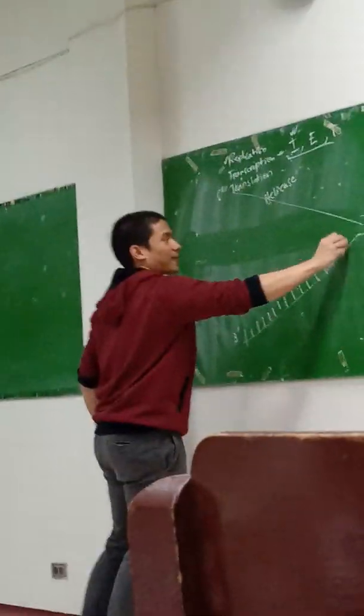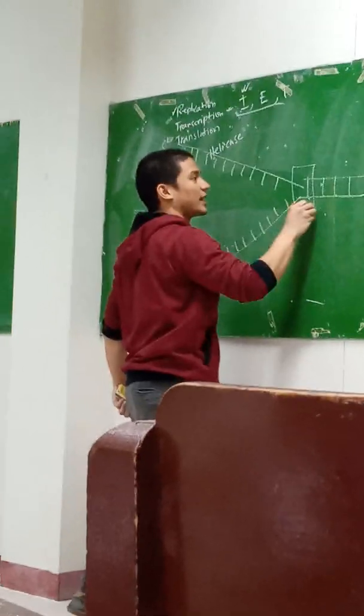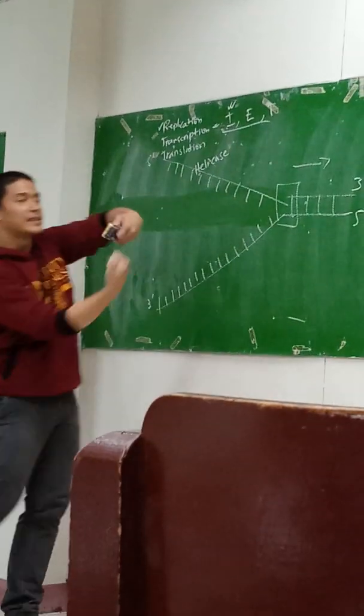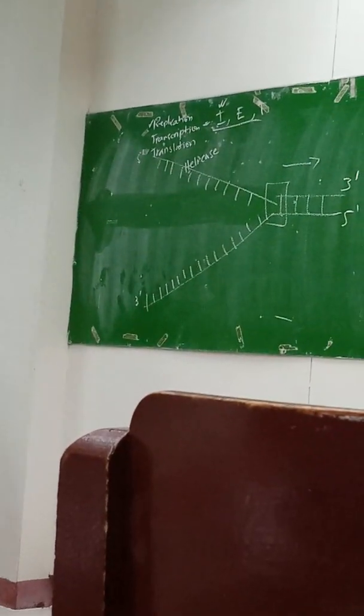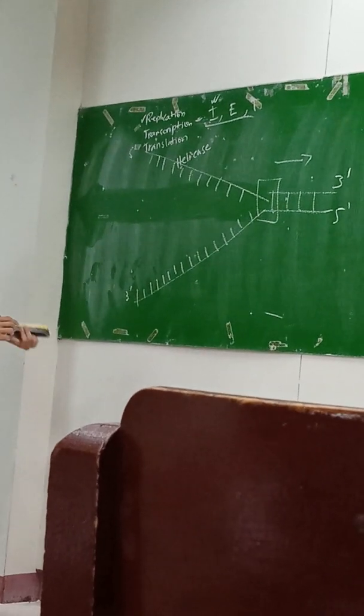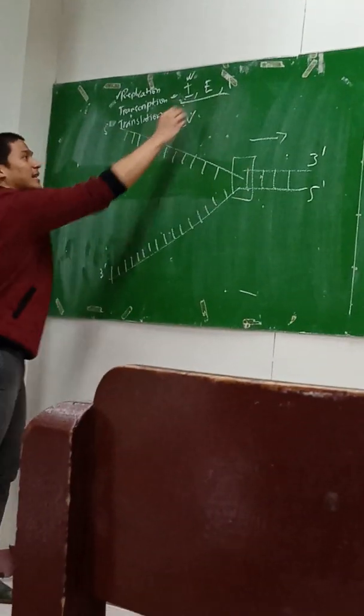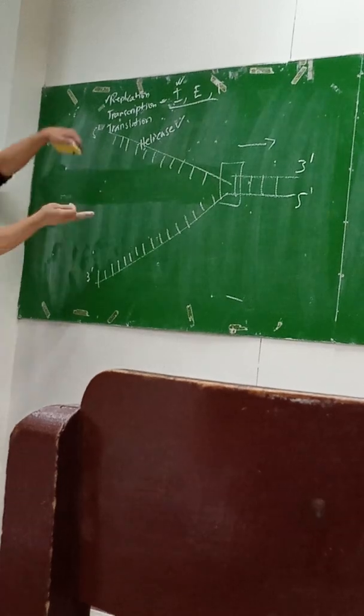5 prime, 3 prime. And then you will now have your replication. As your helicase moves along the DNA structure, it will unzip your DNA double helix. So first is your helicase. Next is to keep your DNA this way.